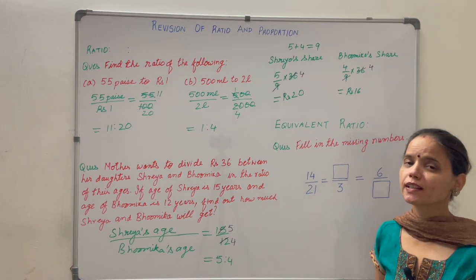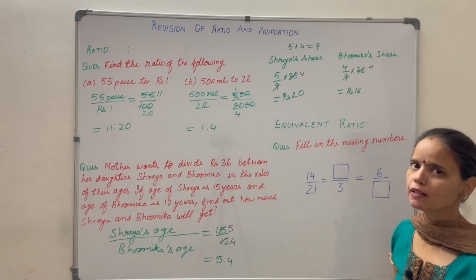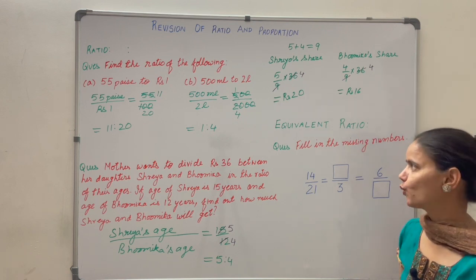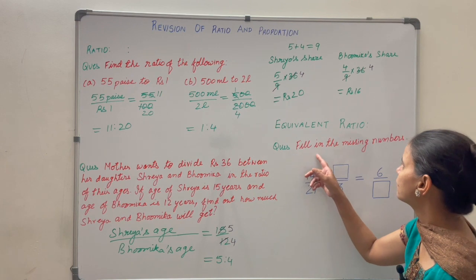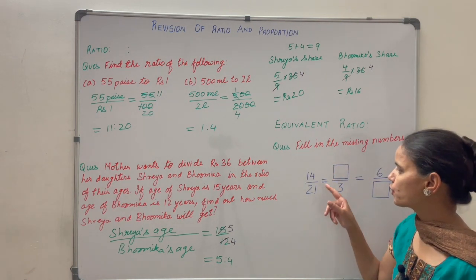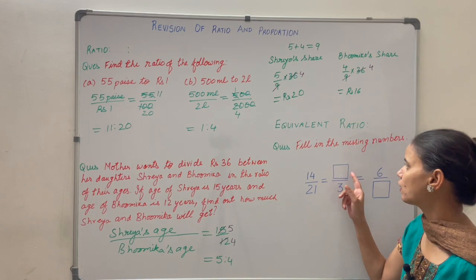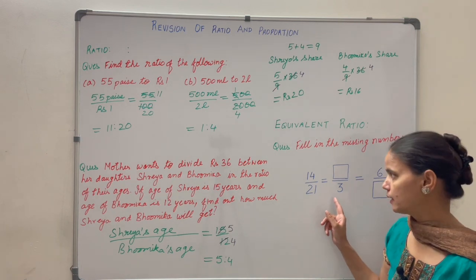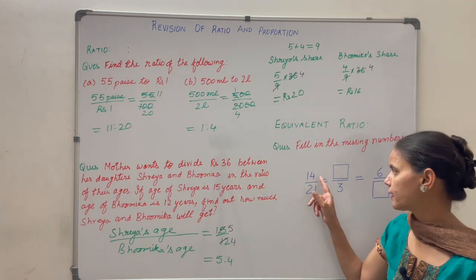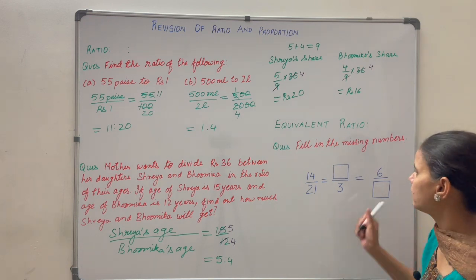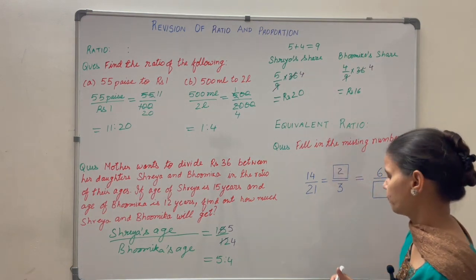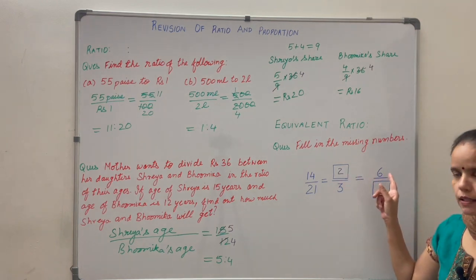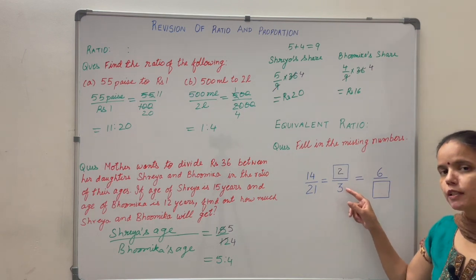Equivalent ratios. You can get equivalent ratios by multiplying or dividing numerator and denominator by the same number except 0. So let us take this question. Fill in the missing numbers. So it is 14 by 21. So you need to find out the equivalent ratio here. So if you divide 21 by 7, you get 3. So you have to divide here numerator also by 7. So 14 divided by 7, you will get here 2. Now here you see you have multiplied numerator by 3 and you got 6. So here you have to multiply denominator also by 3.